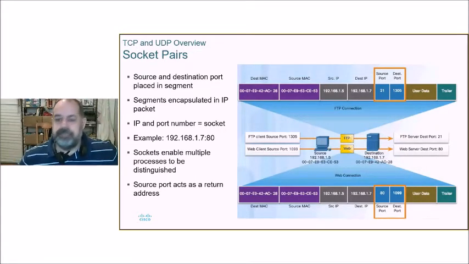Basically, a socket is the combination of an IP address and a port number. You may well have seen it, 192.168.1.7:80. That says to me that we have a web server with this IP address and it's listening on port 80. That is what's called a socket. Sockets enable multiple processes to be distinguished. The source port acts as a return address basically. So the source port from the web server to the destination is 1099, and that host is using 1099 as the web browser.